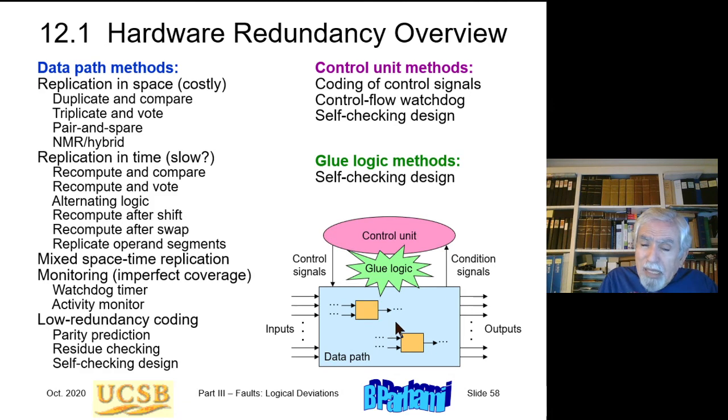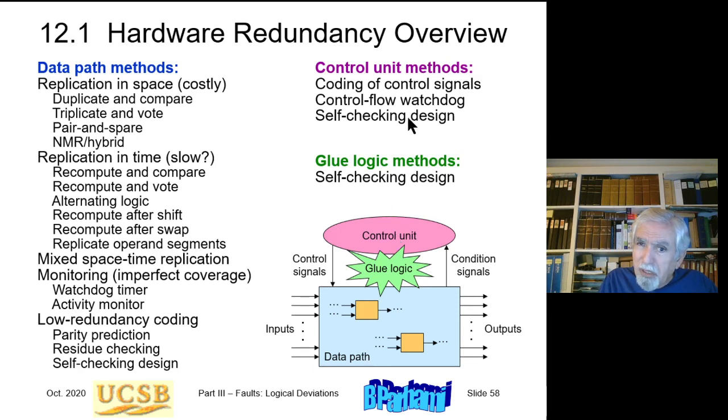Now, data paths are much easier to protect against faults because they're more regular, and also because of the kinds of transformations that are involved here, they're easier to check. So here's a long list of methods for checking data paths. Control units are much harder to check because it's basically irregular logic.